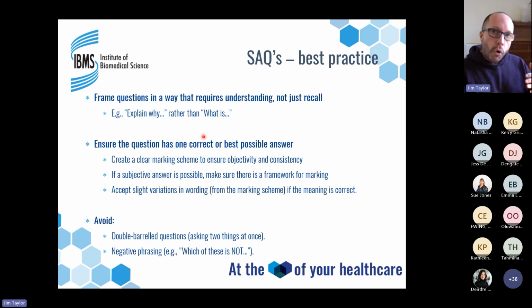Ensure the question has got one best answer. And again, if you're doing this as part of a training team, you need to have a clear marking scheme. Short answer questions are really hard to write marking schemes for, because everybody will word things in a different way. One of the ways that you can bring objectivity to a marking scheme for a short answer question is by adopting an answer structure.